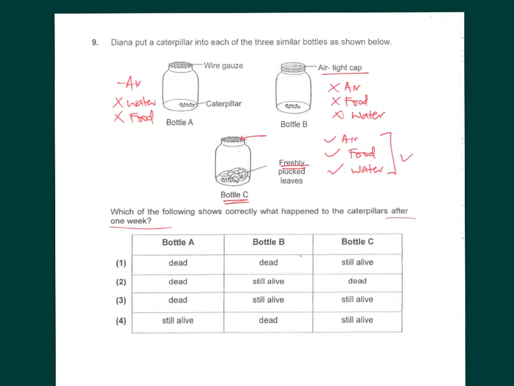So this can survive. But for this one, you will expect it to be dead because there's no air, no food, and no water. So this for sure will die. Okay? And the same goes for bottle A. So the one that will survive is C. In this case, the answer should be option 1.